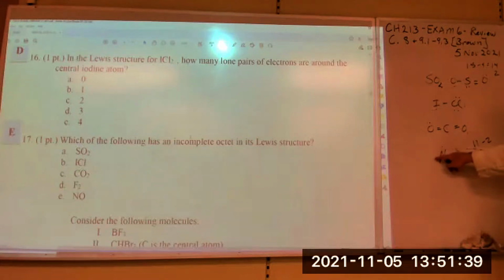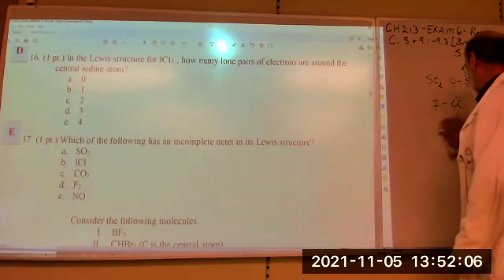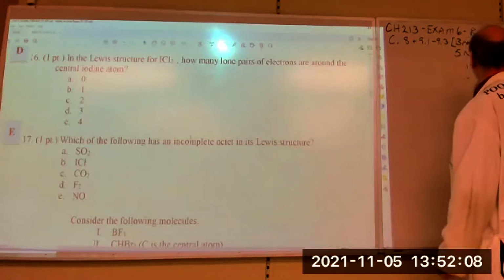2, 4, 5. What if we made a double bond here? Still give us an octet. 2, 4, 6, 7. Okay, there's no way we can make an octet out of that. Right. So this is the one that's short. Nitrogen monoxide.